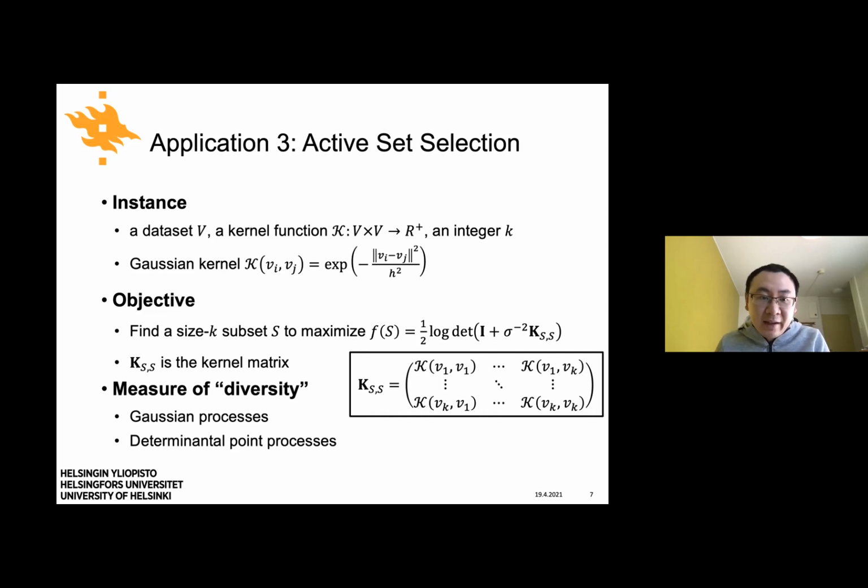Here, the function f(S) is a measure of diversity of the selected subset in classic machine learning models, such as Gaussian processes and determinantal point processes. The function f(S) here is also shown to be submodular.